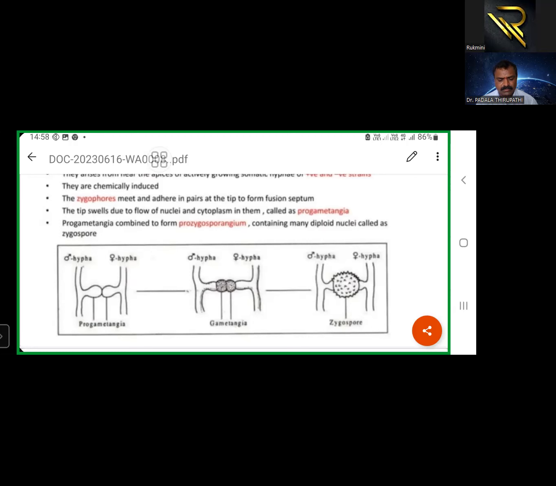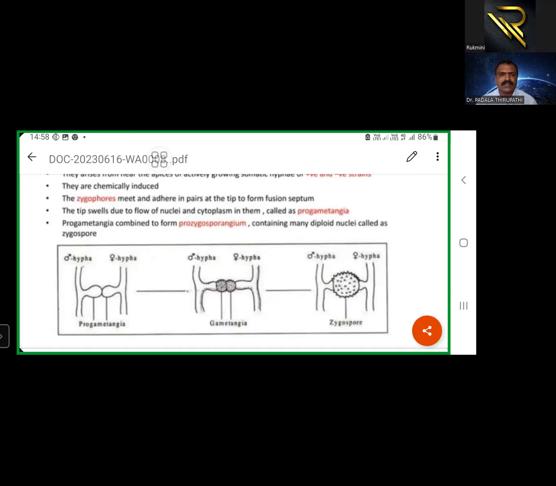That means the mycelium consists of cell contents, meaning cytoplasm, nuclei and other structures. These contents are accumulated at the tip region. So the tip regions are slightly curved and rounded off. They are in a swollen condition. This is the initial stage of gametangial development. That is why it is called progametangia. The initial stage of gametangia is called progametangia.